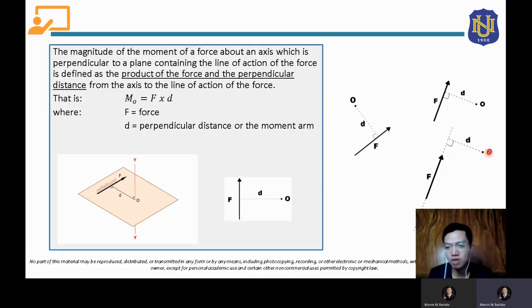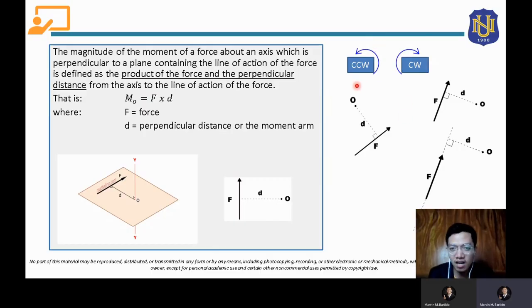So this will be the perpendicular distance. And also, in solving for moment, we need to distinguish the rotation of a moment, since it is rotation. So we need to know the direction. We have two directions for moment or for rotation: clockwise and counterclockwise. Clockwise is the direction of the hand of your clock, right? That's how the hand of your clock rotates. And the counterclockwise is the opposite of that direction.